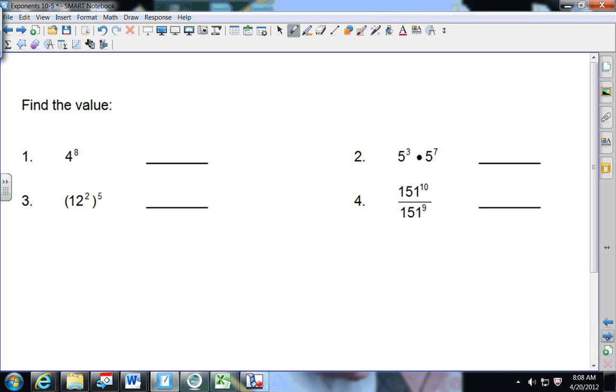Now, what they wanted you to do here was to put in there 4 to the 8th power, which is 4 times 4 times 4 times 4. That ended up being a big number.